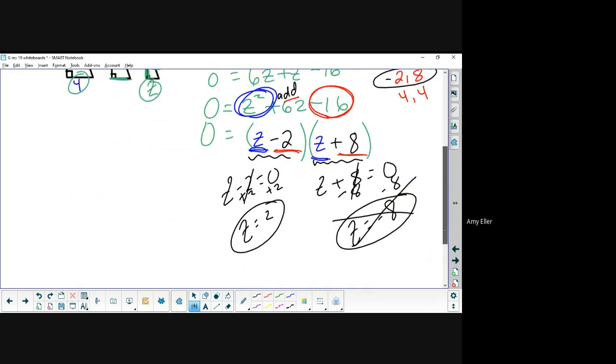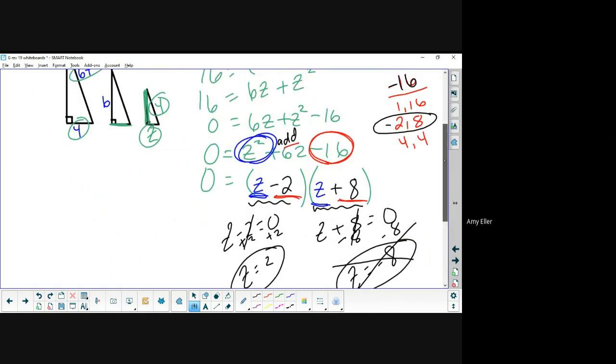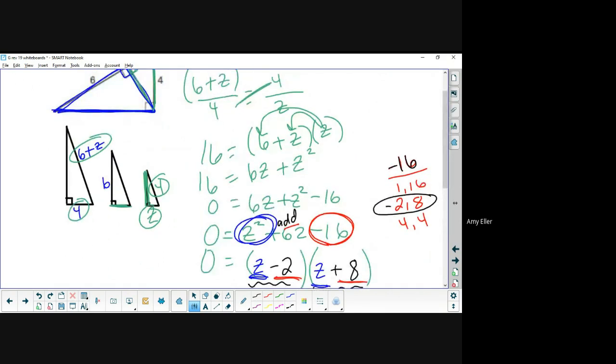You are not going to have to do this factoring more than one time. Maybe not at all, but maybe only once on a quiz or test. When do you have to do it? If you have a z or an x squared and an x, you're going to have to do it. Get it in what we call standard form. Oops, this one is standard form. Highest exponent to lowest and factor.